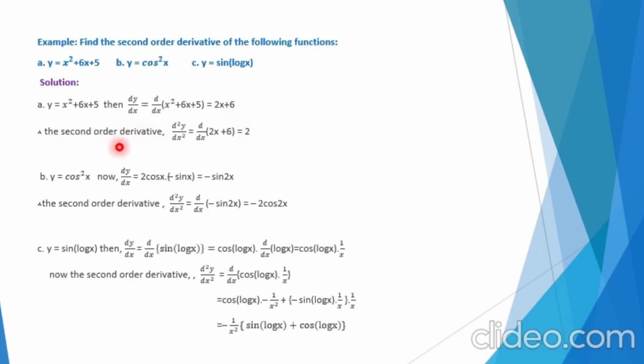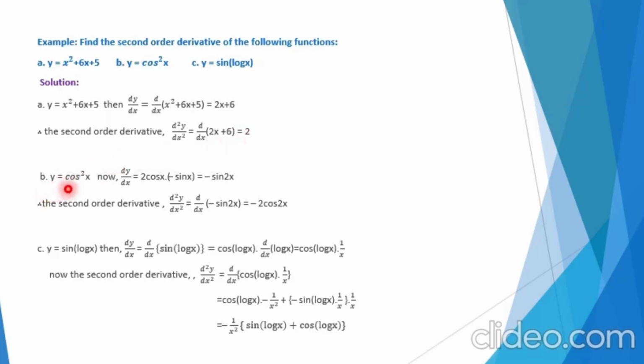Now to find the second order derivative d²y/dx², we need to differentiate 2x + 6 once more with respect to x. That means d/dx of (2x + 6) is equal to 2, using the same formula, d/dx of xⁿ.